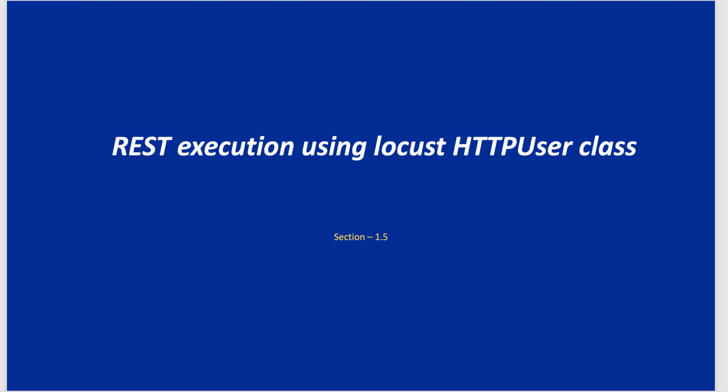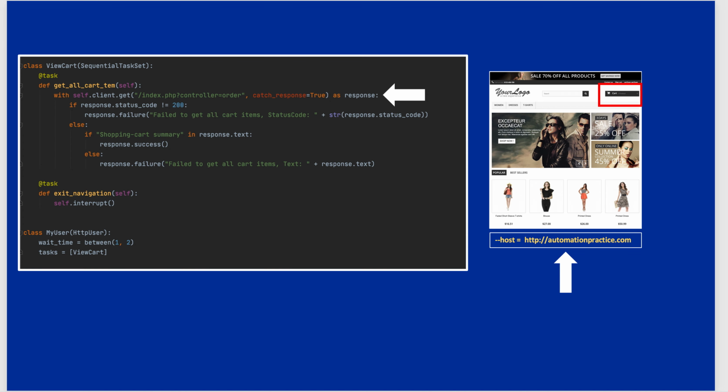Let's move on. We are going to use this application as an application under test. It's automationpractice.com, right? And you see this double hyphen host? We are going to add this parameter from our command line when we start the Locust test, so that Locust will understand that now I'm going to do something on an application whose host name is this.